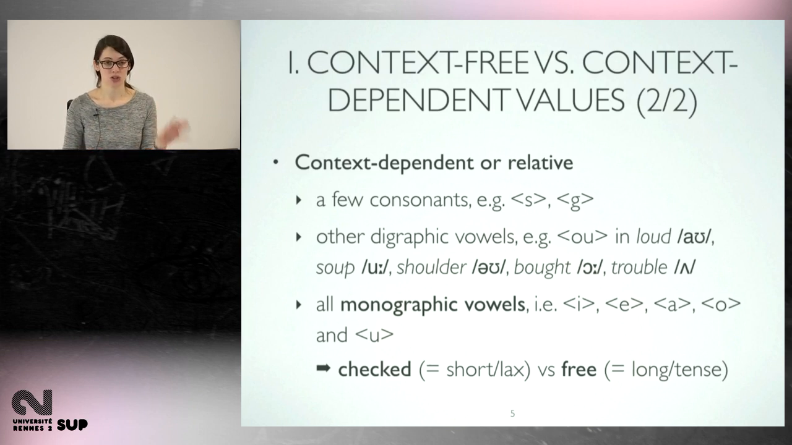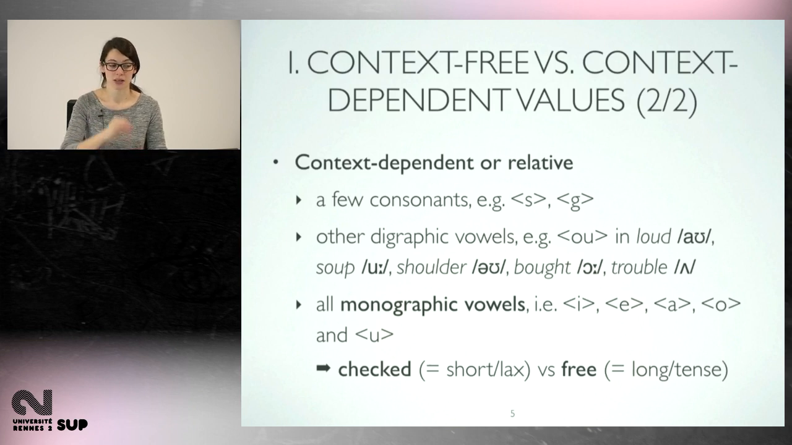So they have two basic values, a checked value and a free value, which have been called as such because of the origin of these values, I mean, because of the original context in which these values appeared. A checked context for a vowel was a context where the vowel was kept in check, that is, where the vowel was followed by a consonant, which means that the vowel occurred in a closed syllable. And a closed syllable was sometimes also called a checked syllable.